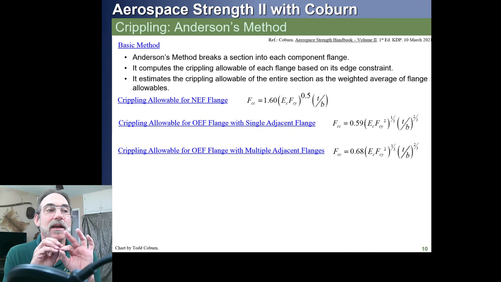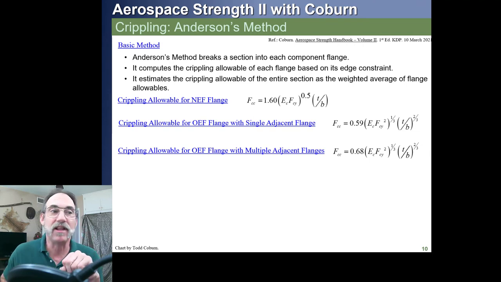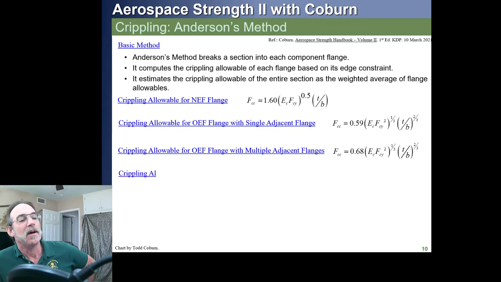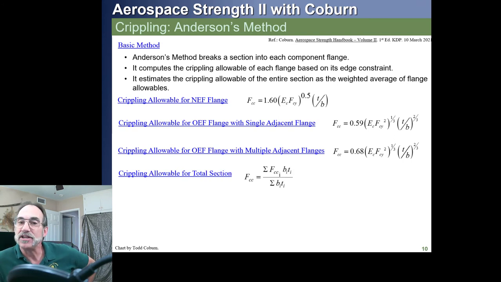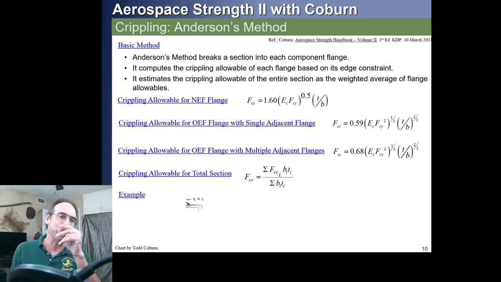Once you have the crippling allowable for each and every flange, you then plug into this weighted average formula, where you take the FCC of each flange times its length and thickness, divide by the summation of all B's and T's, and that gives you the crippling allowable of the section. So let's take a look at how that looks.